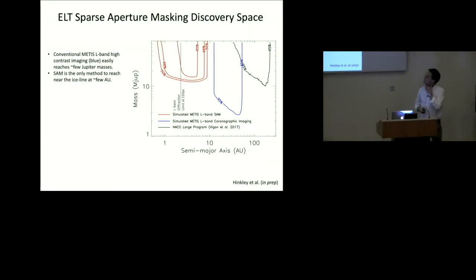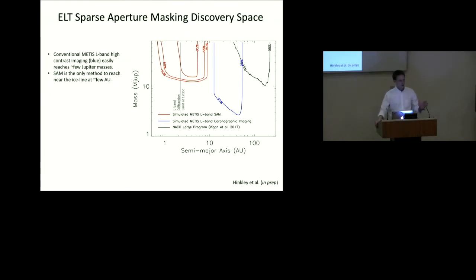So the red contours, the red completeness here, shows our completeness to objects that are getting close to the ice line regions, the zones of planet formation where we think these planets form, just a few astronomical units out. And it's worth saying that sparse aperture masking is really the only technique that can do this.